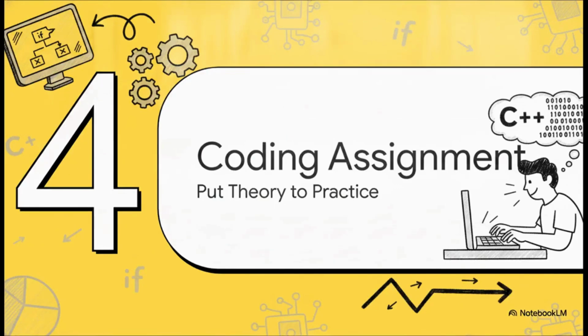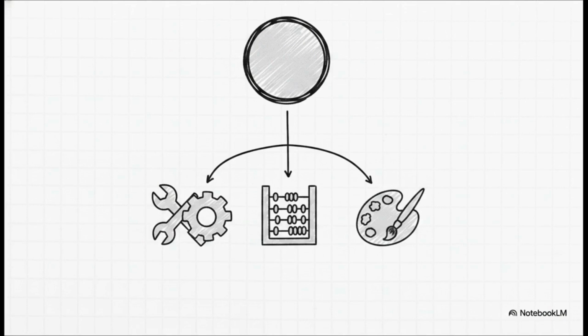Section 4. Your coding assignment. Programming is definitely not a spectator sport, so it's time to put this theory into practice. Your assignment is to build the logic for college admission eligibility software. Here are the specific rules you need to translate into code. First, if the student's stream is science and their physics, chemistry, and math marks are greater than 90%, the program should print eligible for engineering.